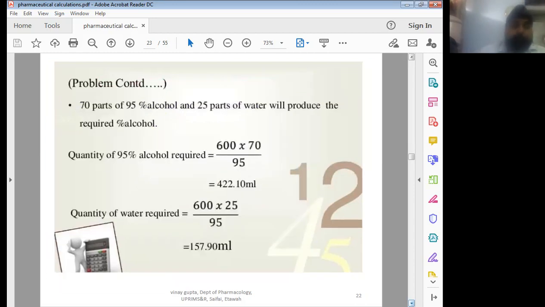So for this, 70 parts or 70 ml of 95% alcohol and 25 parts or 25 ml of water will be required to prepare the required concentration. Now you are to prepare 600 ml. So by the unitary method you can calculate how much 95% alcohol is required and how much water is required.